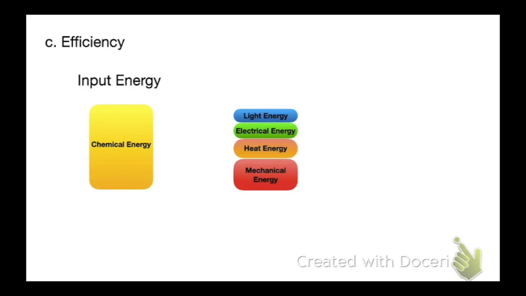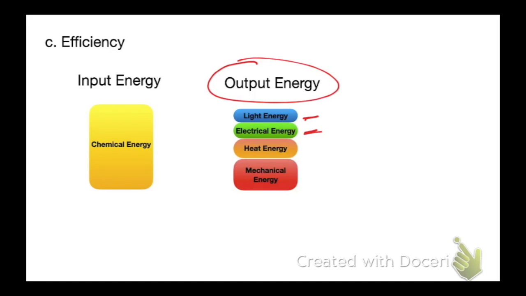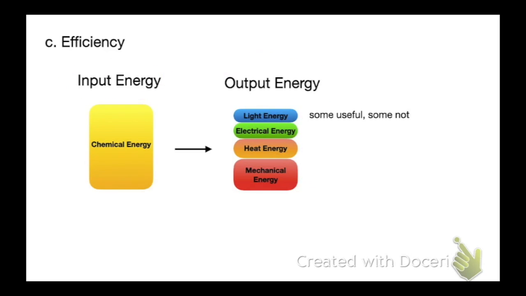We have input energy. So I might have energy that I put into the system, and then it gets converted to the energy that comes out of the system. So I fill my car with gasoline. What do I get out of that? Well, I get output energy. I get some light. I get some electricity. I get some heat, and I get some moving parts. Okay, so I have input energy and I have output energy. Okay, and because of that, we can do some calculations.